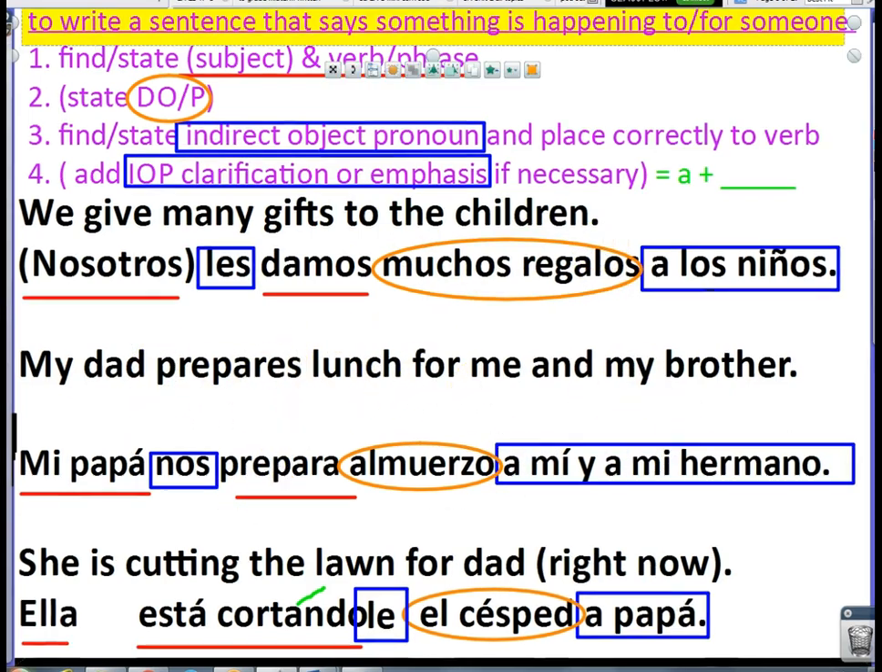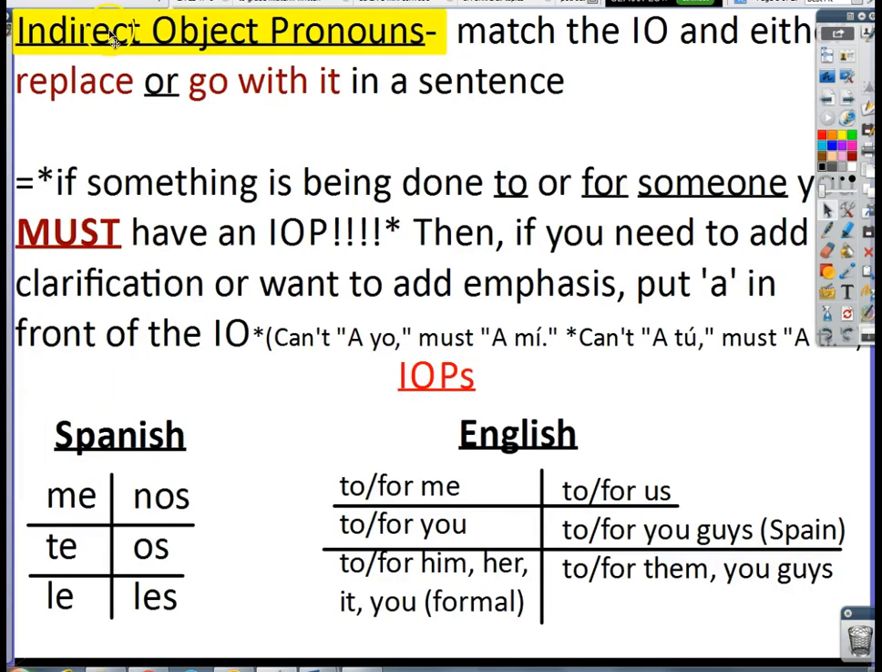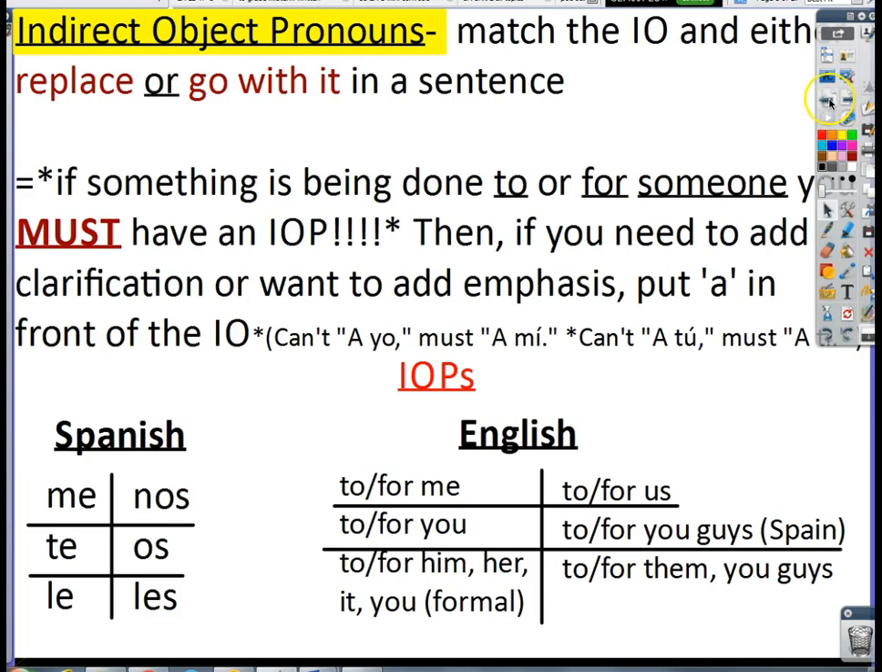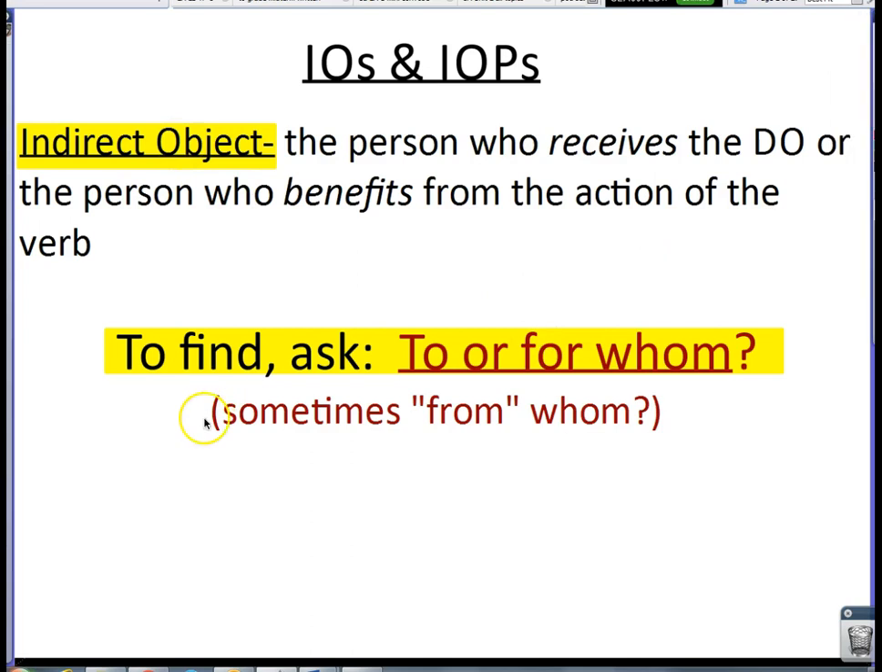Let's just get those highlighters out one more time to make our notes a little bit more user-friendly. Let's highlight to write a sentence that says something is happening to or for someone. And then these are our 4 steps, so highlight that. We should also highlight our indirect object pronouns section so we can easily find this important information about how indirect object pronouns can replace or go with the indirect object in the same sentence. And let's just highlight that an indirect object is found by asking to or for, sometimes from whom.